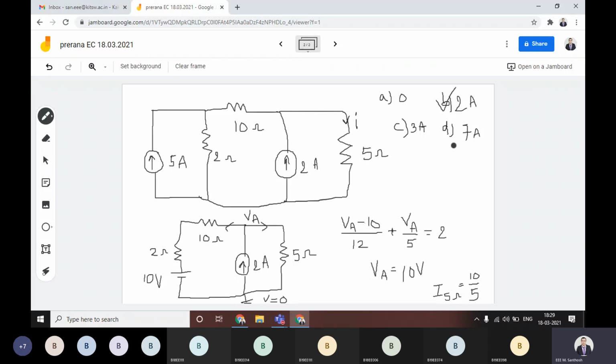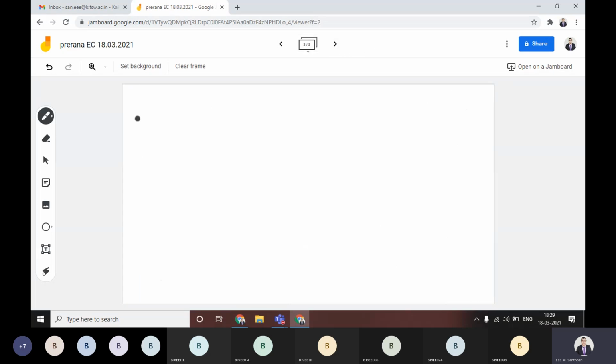Okay. Next one, you note down. How many people will solve this one? We'll see. This is a very easy one. You have to solve as fast as you can. Okay.